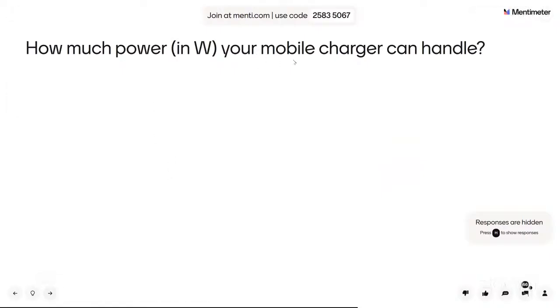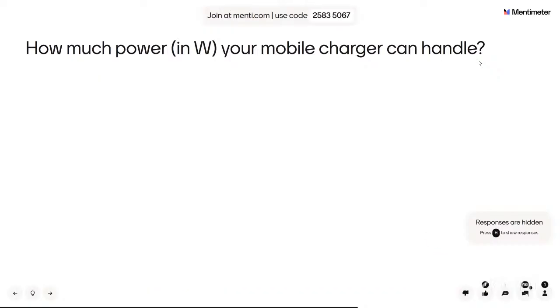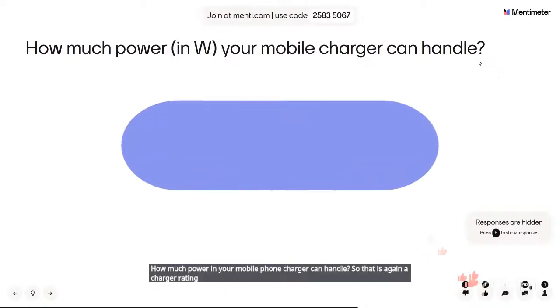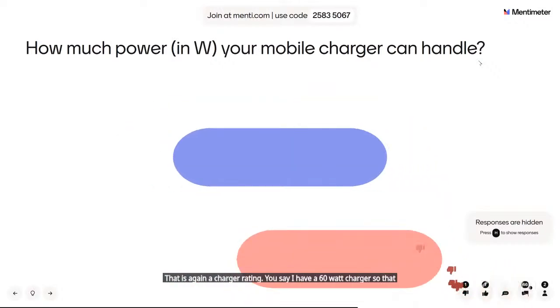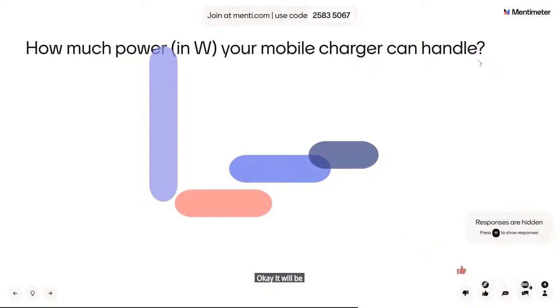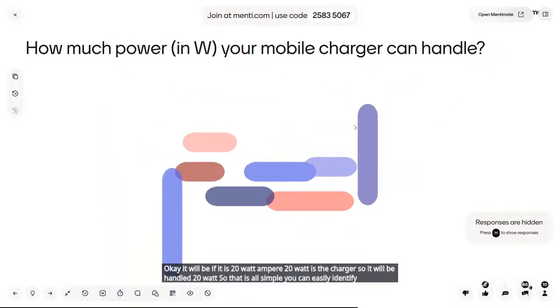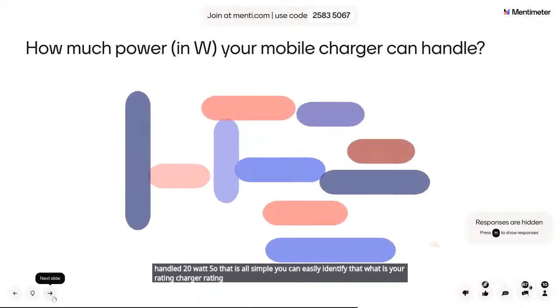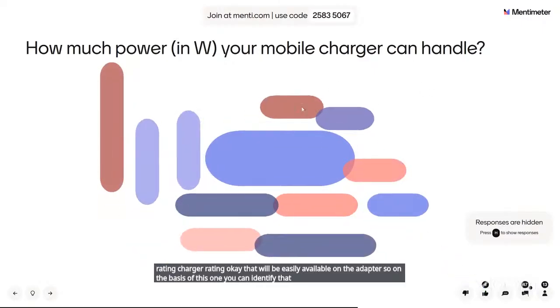Okay, how much power can your mobile phone charger handle? That is again a charger rating. If I have a 60-watt charger, it will handle 60 watt. If it is a 20-watt charger, it will handle 20 watt. So that is all simple. You can easily identify your charger rating, and that will be easily available on the adapter. So on the basis of this, you can identify the handling capacity of your mobile phone charger.